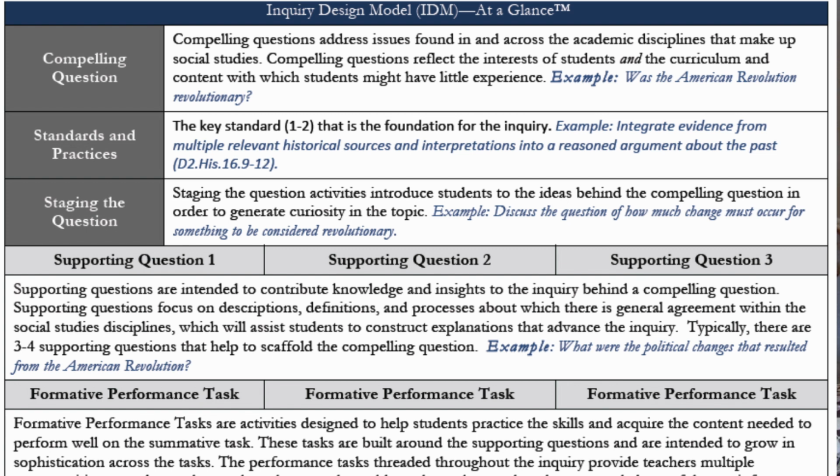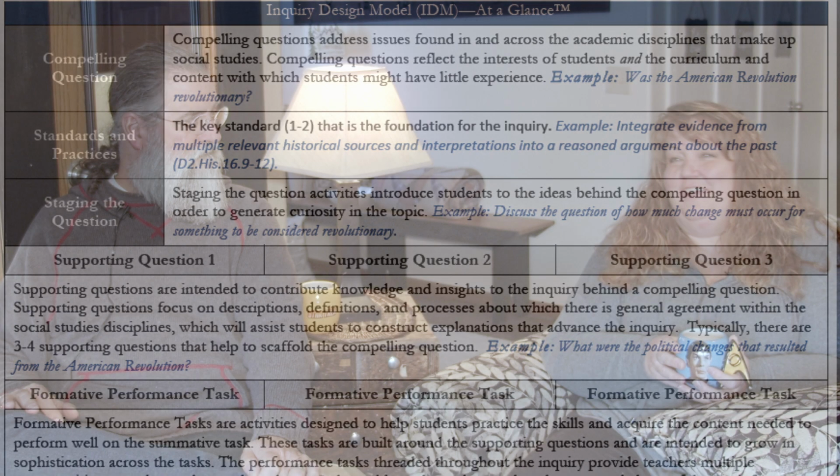And the compelling question is really designed to zone in on student curiosity and also connect that with whatever the content is, the standard that you want to address. An example that I've seen on the IDM website is, was the Revolutionary War revolutionary? We're getting into this idea of the content we have to teach about, but also, we call it the Revolutionary War. Is that accurate? And so as a student, I might look at that and go, yeah, that's interesting. And it might pique my curiosity enough to look a little deeper.